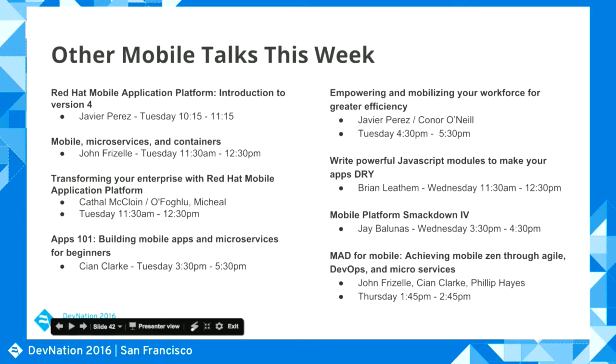And then here's a listing of some other talks that are going on around mobile. Tomorrow, Javier Perez, right over there, is going to be giving a talk on basically an introduction to version 4 of the Red Hat mobile application platform. John Frizzell, right over here, our architect, is going to talk about mobile, microservices, and containers. All those things I said I wasn't going to talk about, he'll jump right into those. And then we've got a lot more. We've got transforming your enterprise. I'm not going to go through all of these; they're all on the agenda. But check these out if you want to know more about the platform and the program and stuff like that.